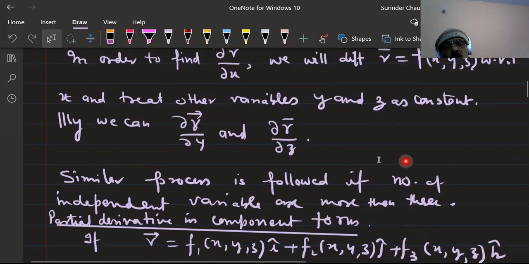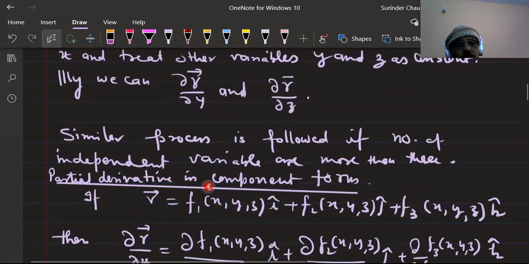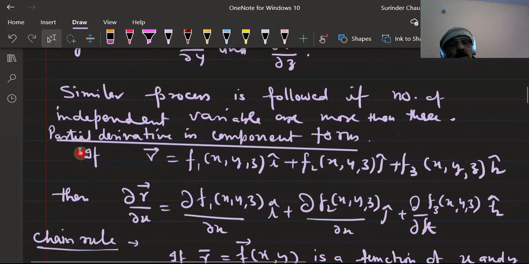So this is the generalization of the definition of the differential of a position vector with respect to any variable. Partial derivative in component form.